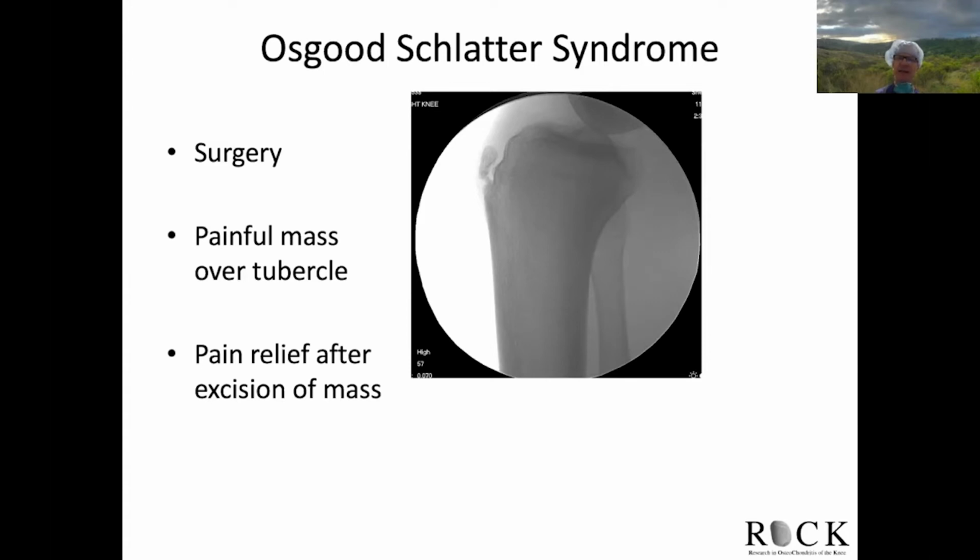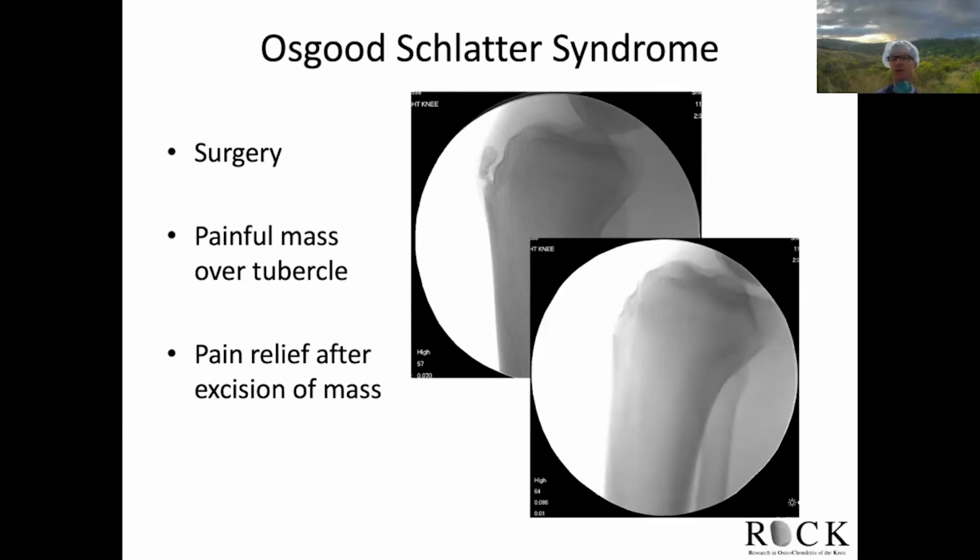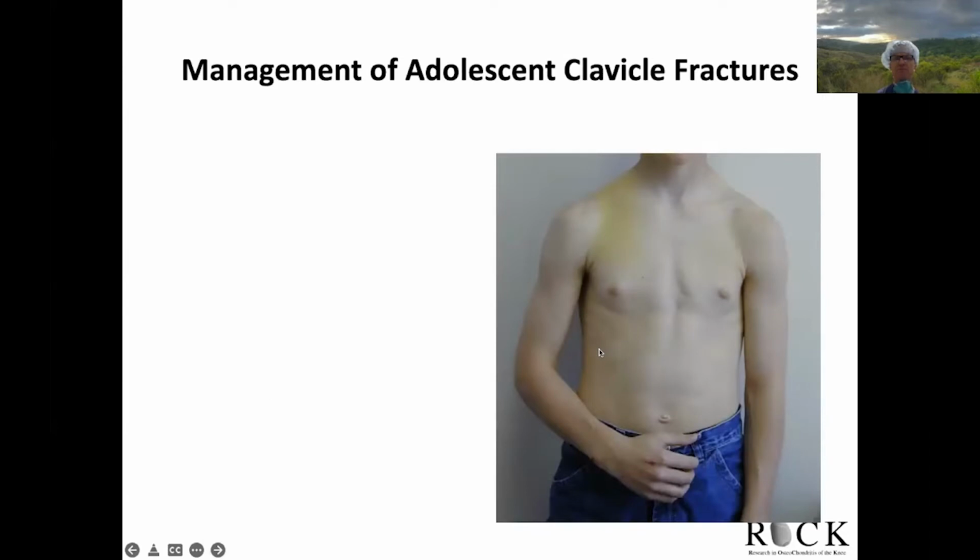But once again, 90 to 95% of patients will resolve by the time they reach skeletal maturity, and very few people ultimately end up requiring surgery. And here's a before film on the left, and this one shows after you've removed that large ossicle of bone.